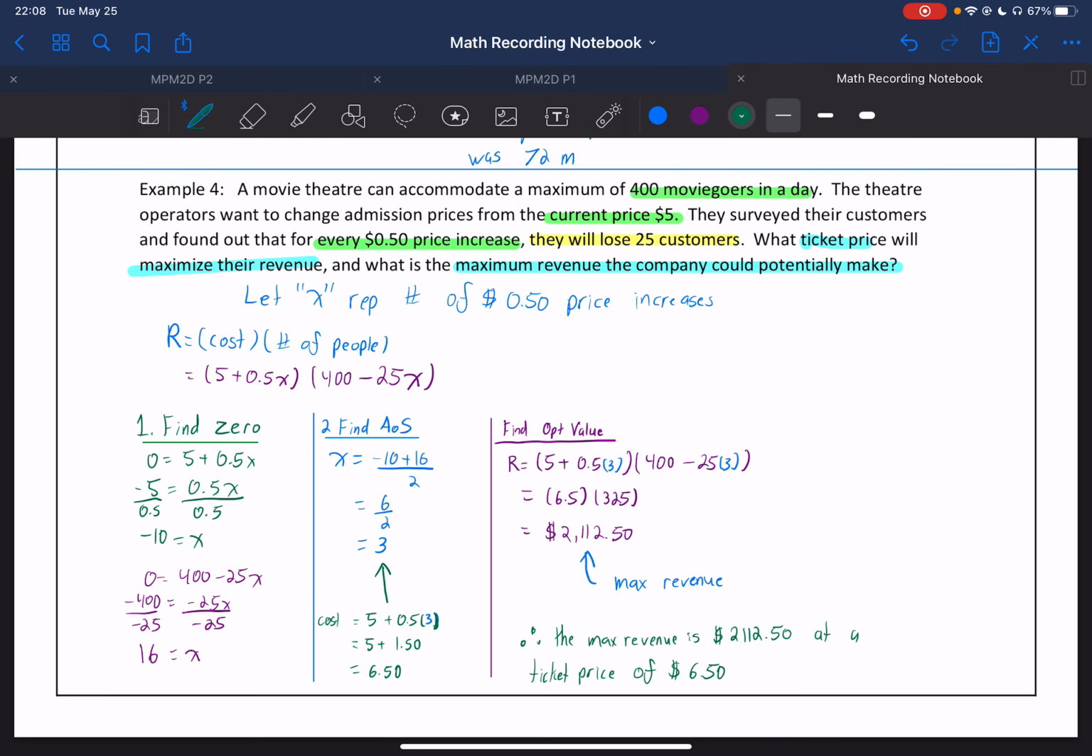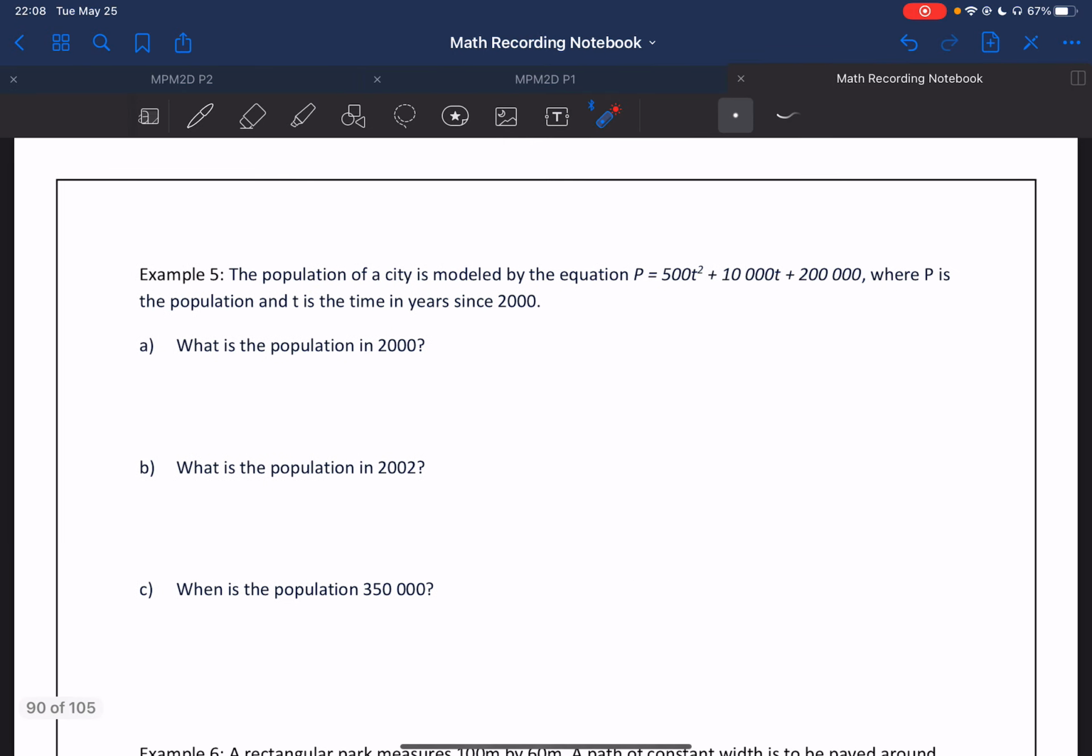So again, just to recap this question a bit, our revenue is equal to the cost times by the number of people. We find out our cost by noticing how many times it's going to be our current cost plus the amount of the increase there is. Now, number of people is going to be equal to the maximum number of people minus how many people are going to say, nah, this isn't worth it, with each increase in price. Okay, moving on to the next question.